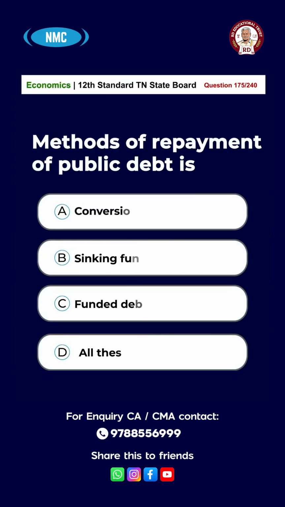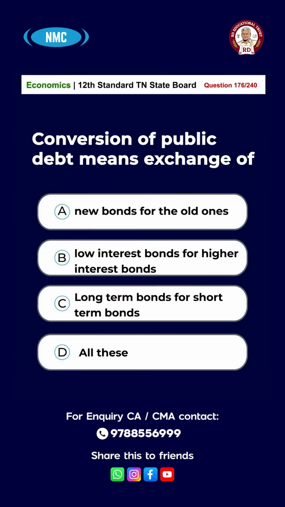Question number 175. Methods of repayment of public debt is A. Conversion, B. Sinking fund, C. Funded debt, D. All of these. The answer is option D. All of these.